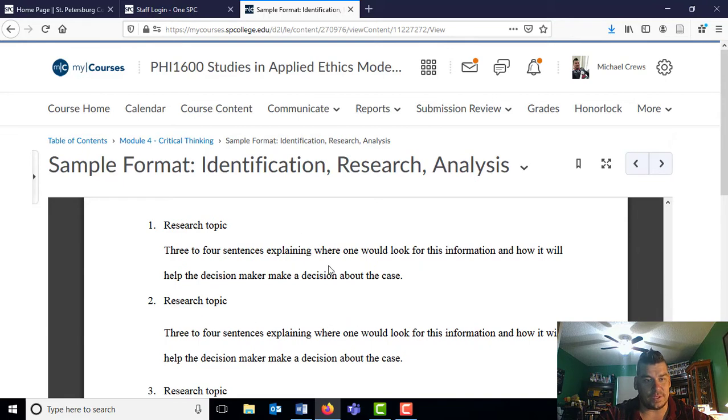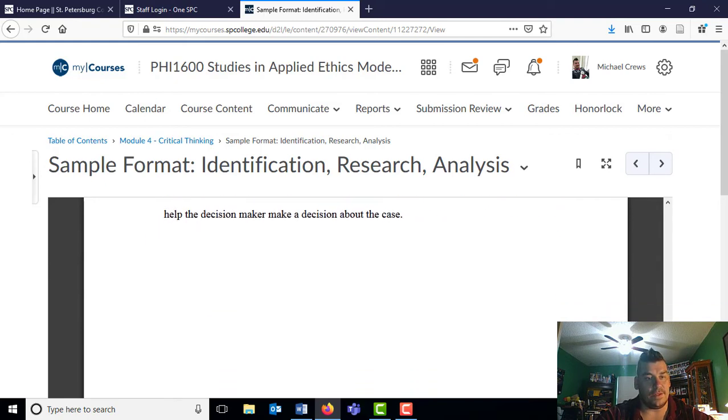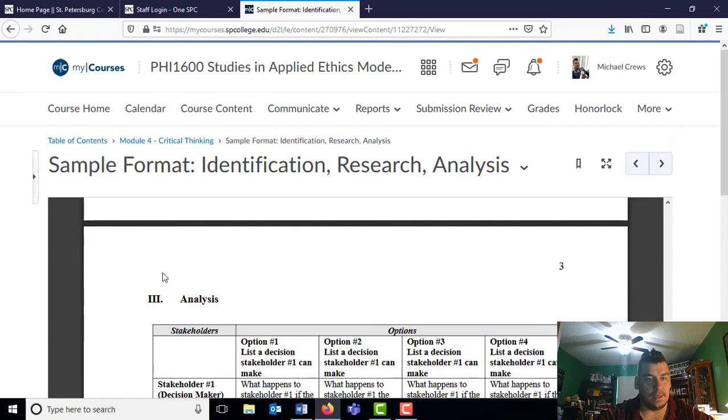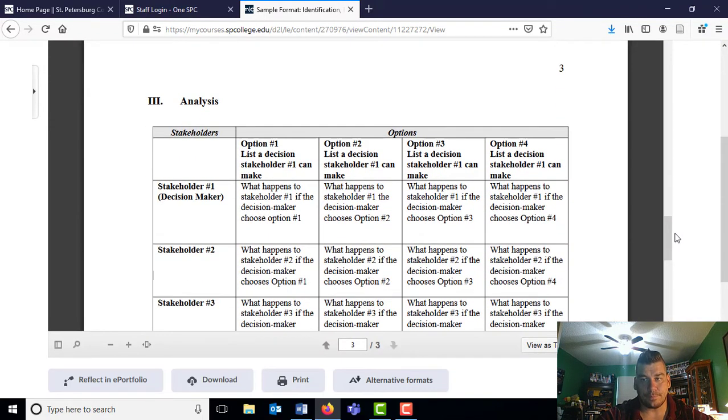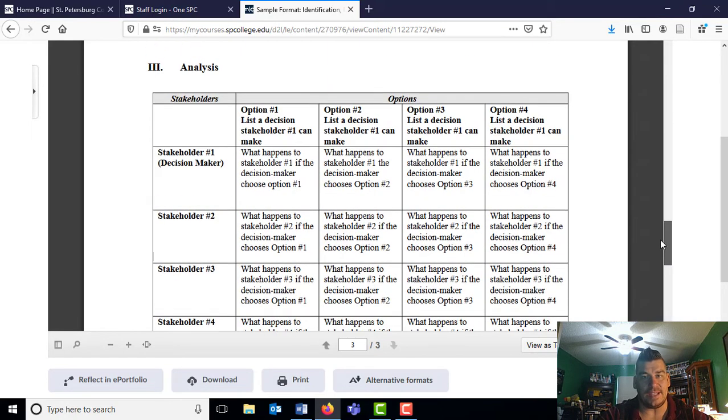Research topic, 3 to 4 sentences. Research topic, 3 to 4 sentences. Research topic, 3 to 4 sentences. Real simple, okay? And then section 3, analysis, and this is your chart, okay? You'll notice there's no reference page on this because we're not really citing anything for this particular assignment.